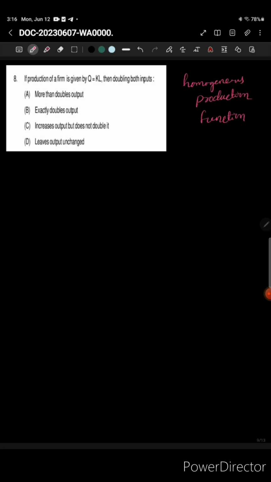Actually, the question looks very simple. Yes, the question is simple, but it is quite technical. That means we have to derive a kind of production function to solve the question.